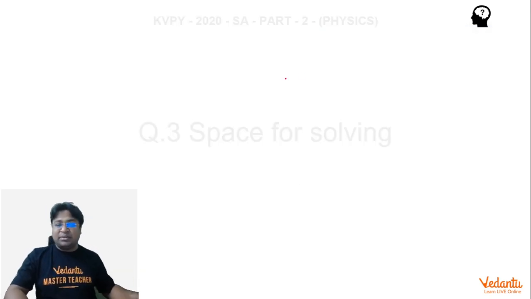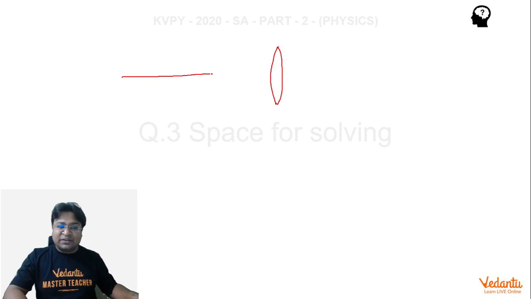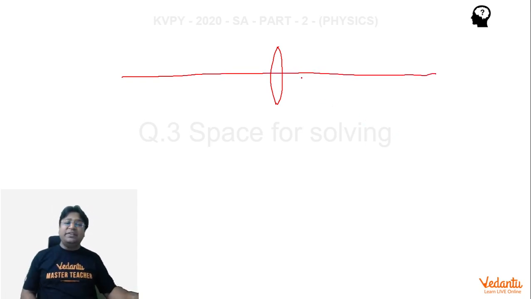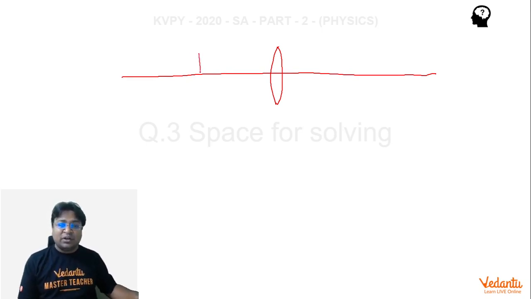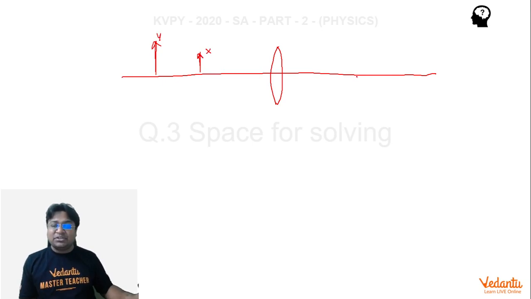What is important to understand here is that, let's say this is a convex lens and this is the principal axis. Then we know that if we are getting a real image of two arrows like this, let's say this is arrowhead X and this is arrowhead Y, then wherever we get the image of X, first we are going to get an inverted image.